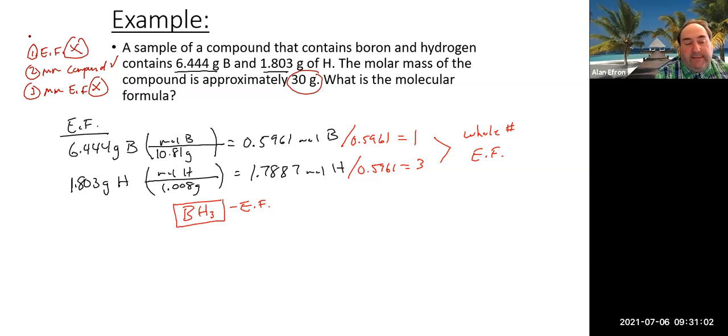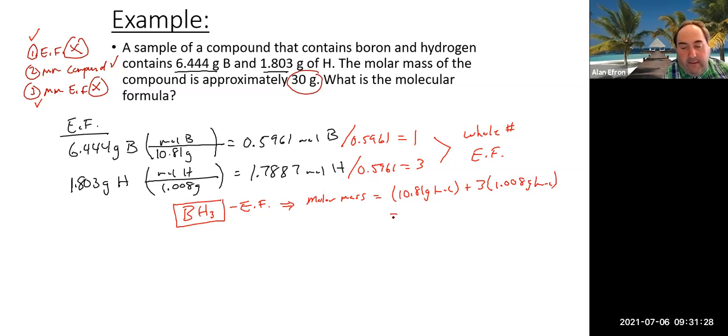Any questions on that part so far? That now really gives us the first thing that we need. And because we now have the first thing, we could actually get the third guy here, which is the molar mass of our empirical formula. So we will get our molar mass of this guy. And that again comes from the periodic table. So that's going to be 10.81 for our 1 boron. We have 3 hydrogens at 1.008. That gets us 10.81 plus 3 times 1.008 gives us 13.834 grams per mole.